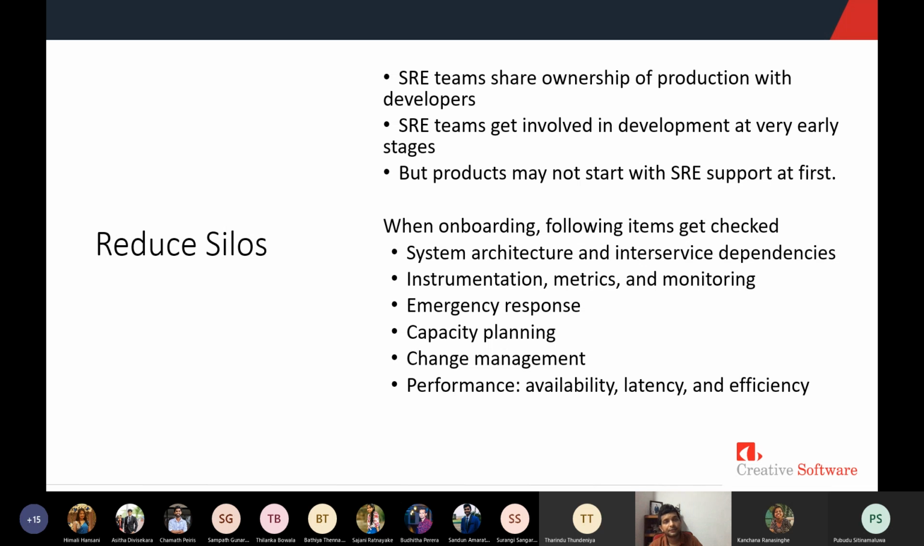If a customer is complaining, if the entire system is down, if Google is down, will your system work? You need to act on emergency responses. Capacity planning, change management, and measuring the performance, making sure that your system is available in terms of latency and efficiency. There are different aspects that a software engineer can actually leverage by being a site reliability engineer.